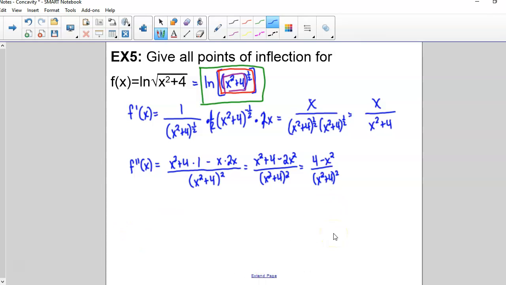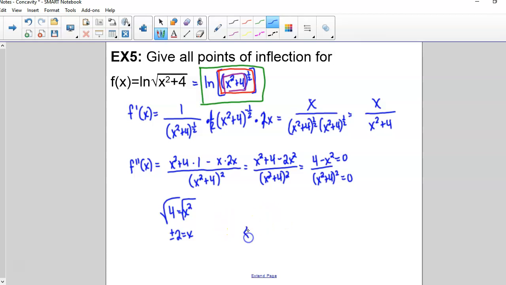Alright, so we've got to find our critical values for this. We're going to set top and bottom equal to 0. So 4 equals x squared. We square root both sides, and plus or minus 2 are the values we get there. Right here, I could set this equal to 0: x squared plus 4 equals 0, so x squared equals negative 4. You don't get any critical values for this. X squared plus 4 is always positive, so you will not have any critical values there.